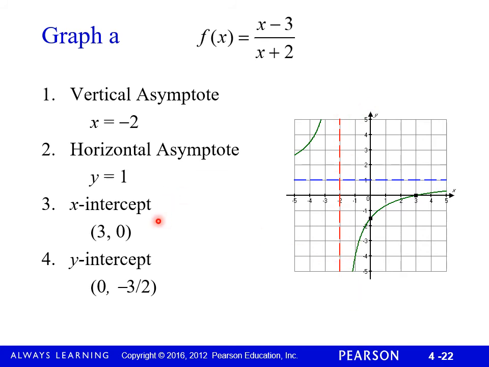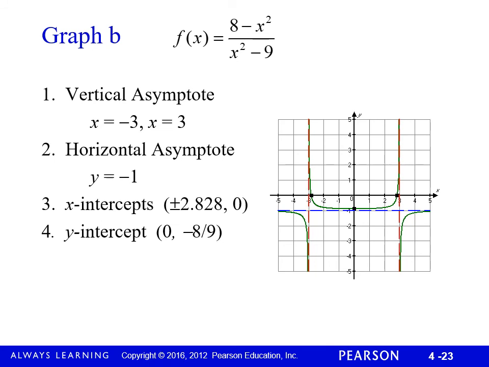Our x-intercept is where the numerator equals 0, right? And so we get 3, 0. For our y-intercept, we plug in 0 and look at the constants that are left, so we get negative 3/2. And we can see those points here. There's our y-intercept at negative 3/2. There's our x-intercept at 3. We would also plot some more points and see the general shape.